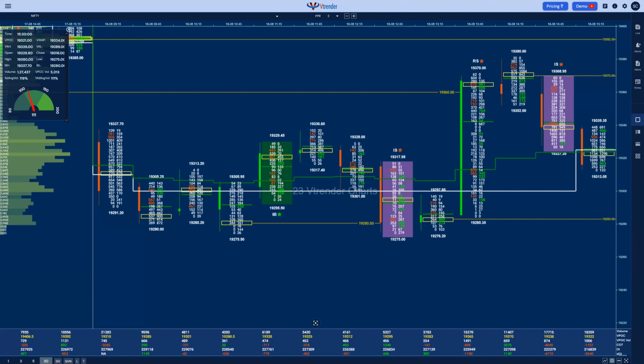Then we have the Vtrender mentoring room, where we have a virtual trading room where all of us sit together and take trades. The trading room has live order flow charts and market profile concepts, which we are trading live. There's a live discussion going on in the room. We have a report which goes out every day, and important references are given just before the market opens.